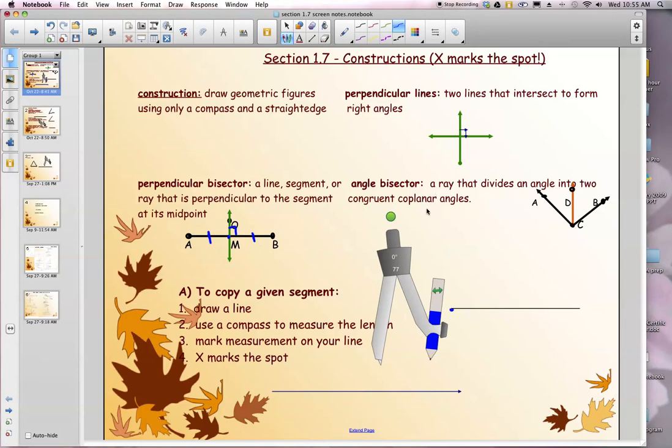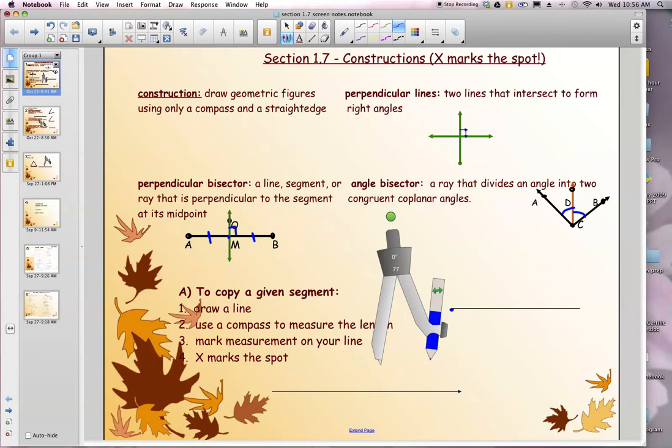The other one that we're going to learn today is an angle bisector. Okay, bisect means to cut in half. Again, just like the segment bisector, the angle bisector cuts the angle into two equal parts. So we are going to learn how to create a ray that takes this angle ACB and cuts it into two equal parts. So the angle here has exactly the same measure as the angle on the other side.